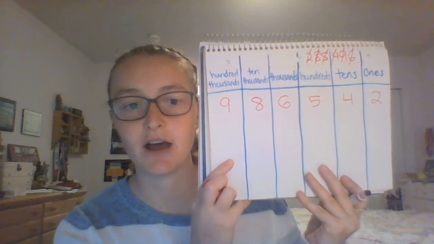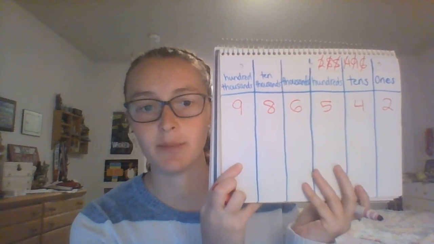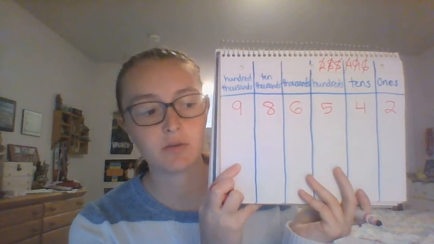Now we should have this number: 986542. I'm going to go ahead and put in the comma so we can read our number. Our comma goes in between our thousands place and our hundreds place.